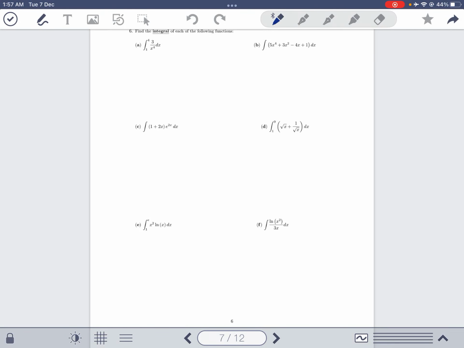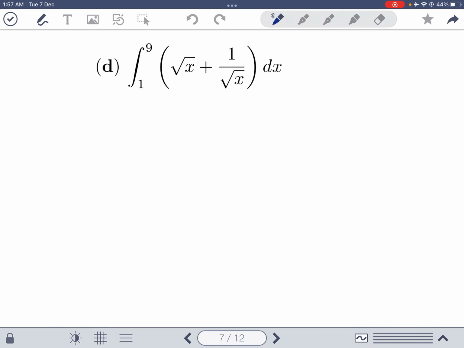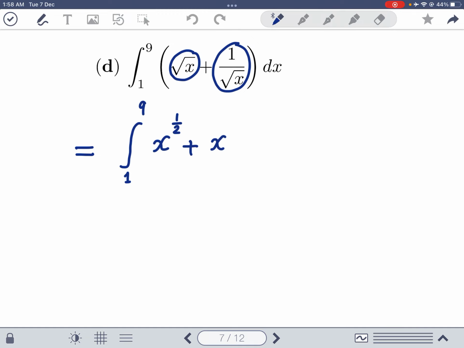Now let's go to part D. In this part, it's just a definite integral, but you need to look at the integrand here and write them in the appropriate way. And I'm sure you know what I mean by this. The appropriate way is the power. So radical x is x to what power? Half. Plus 1 over radical x is x to what power? Negative half.